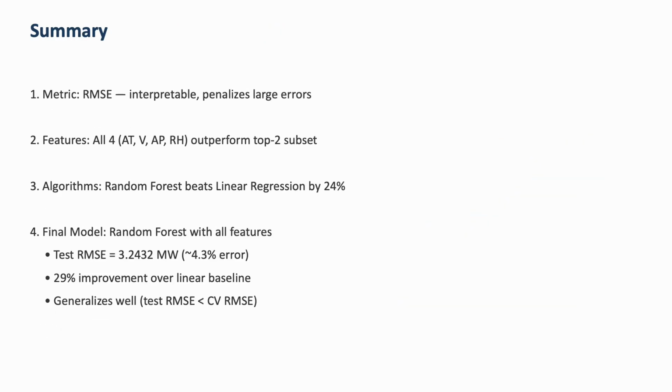To wrap up, we used RMSE for our metric and selected all four features based on correlation and importance analysis, compared linear regression and random forest, and our final random forest model predicts power output within about 3.2 megawatts, a 29% improvement over the linear baseline.